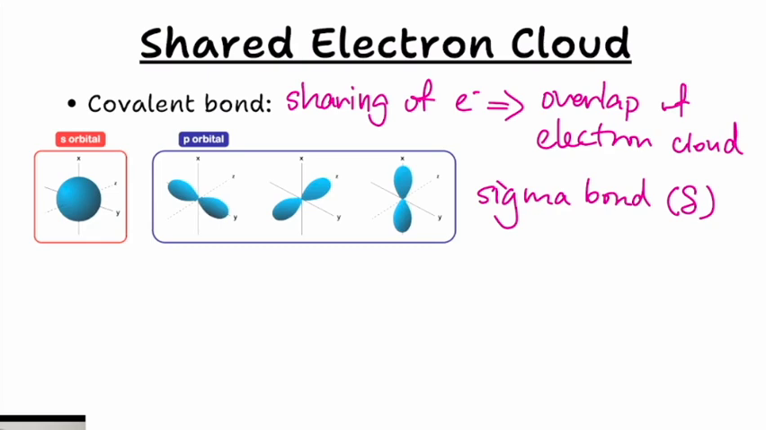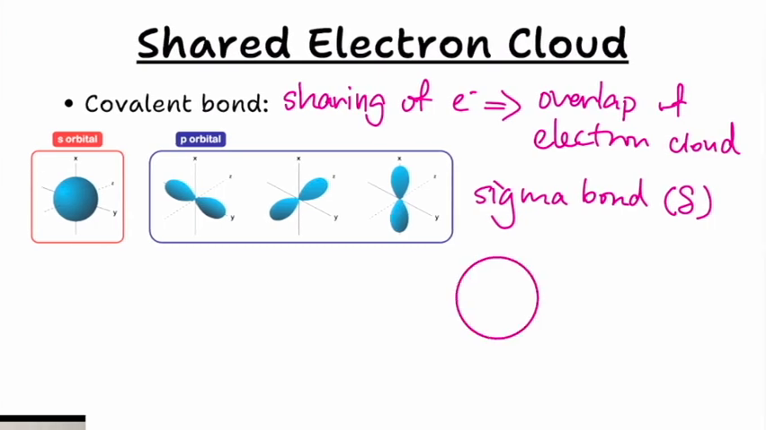So a sigma bond occurs when orbitals overlap head to head. It can be between two s orbitals. This is the s orbital and s orbital, and the overlap will be right in the center. This is the overlapping part, the overlap of the electron cloud.